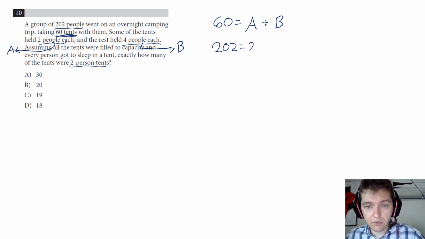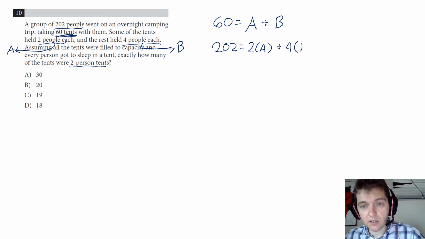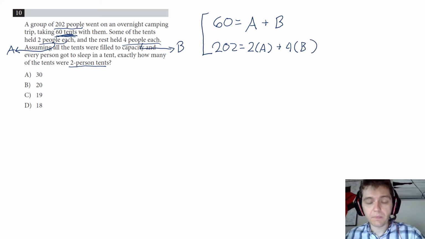So you have 2 times the number of 2-person tents plus the number of people in 4-person tents, which will be 4 times the number of 4-person tents. And that right there is your system of equations. In the end, you're looking for how many people were in 2-person tents. So in the end, you are solving for A.